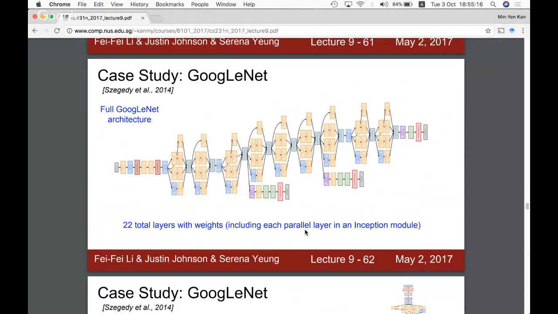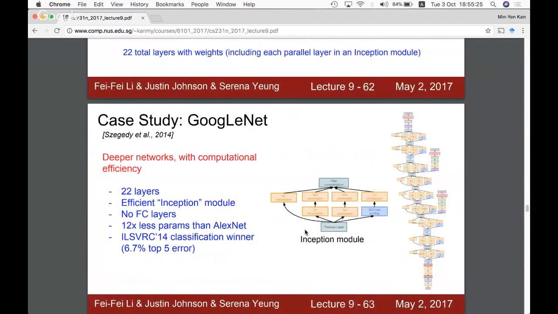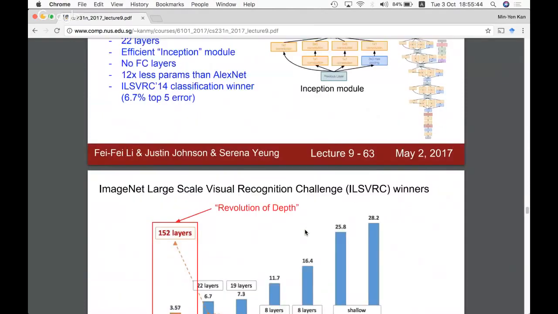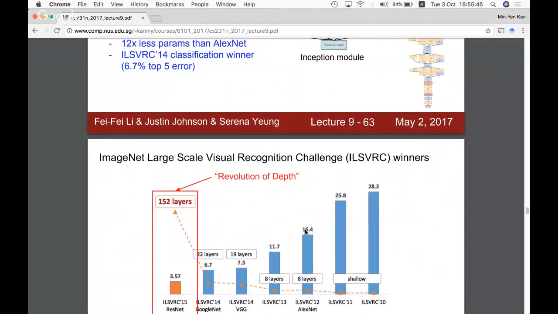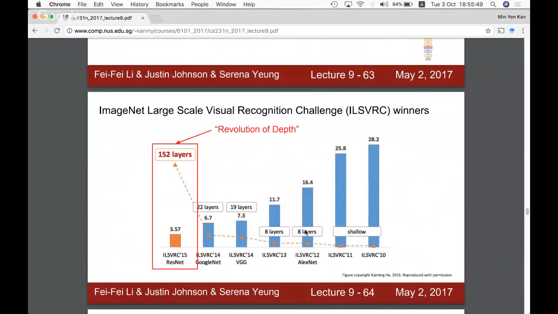The advantage of this is that computationally it performs far superior to VGG or AlexNet, and it achieved a 6.7% top-5 error and won the 2014 ImageNet challenge. After this is where we go to really deep layers, and my colleague will explain.